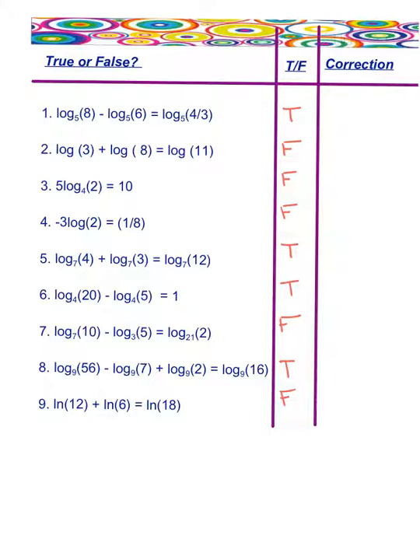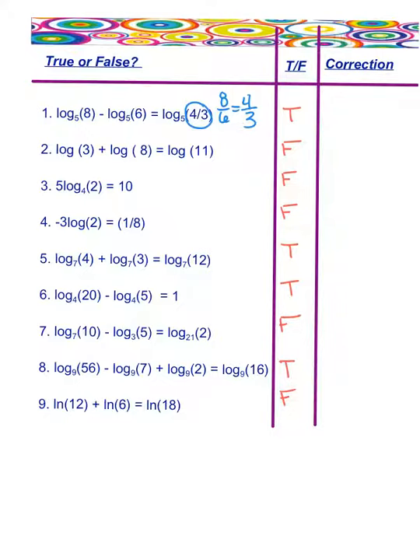So number 1, log base 5 of 8 minus log base 5 of 6 equals log base 5 of 4/3. So you can see here you are using the quotient property. The 4/3 is just being simplified because 8 divided by 6 does simplify to 4/3. And so this one is true.